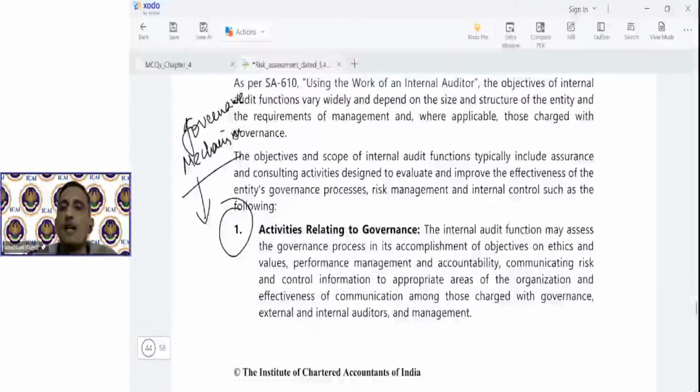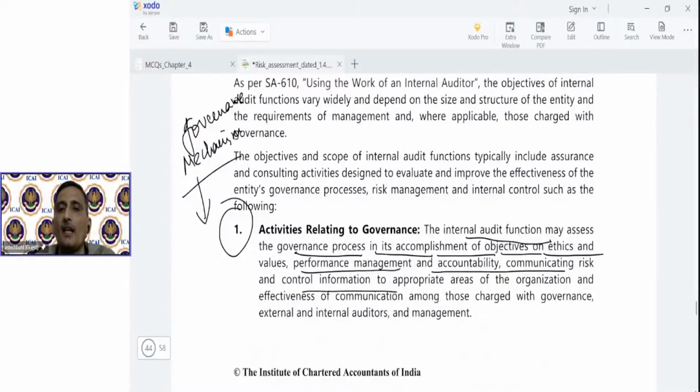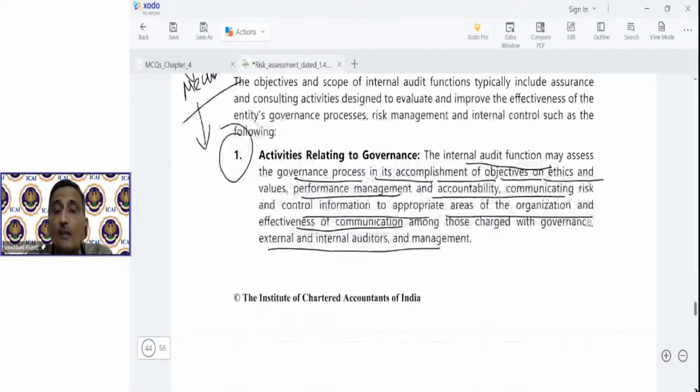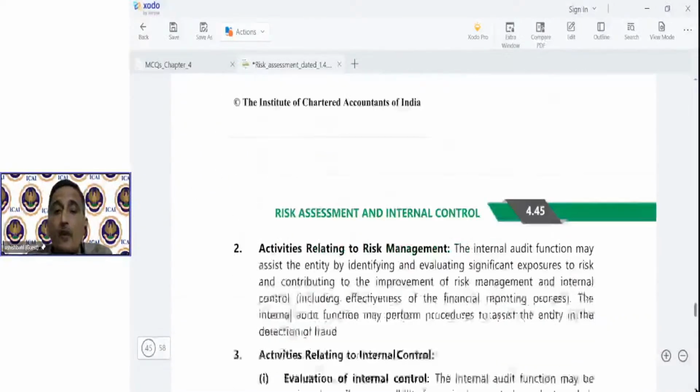So the internal audit function may assess the governance process in its accomplishment of objectives on ethics, performance management, accountability, communicating, and control information to appropriate areas of the organization. And how does communication take place between external auditor and internal auditor? That is also useful for him.